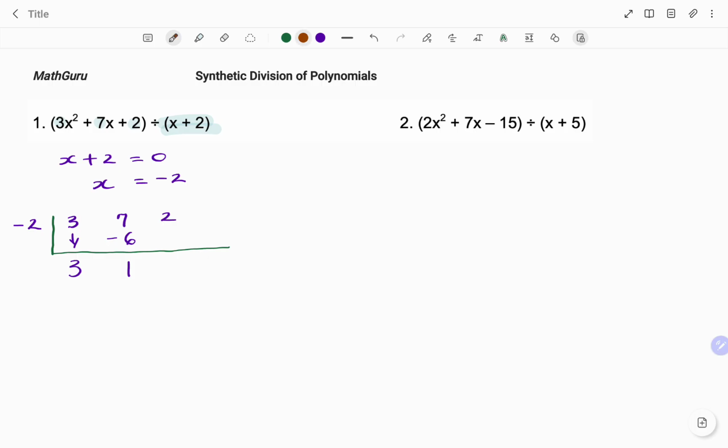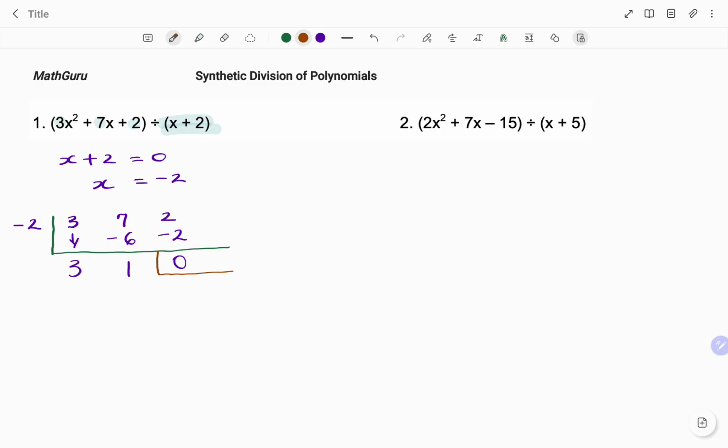Then I go back to the beginning. I multiply again negative 2 by 1. That will give me negative 2, and I'm going to write it under the next column. So I have this as negative 2. The next step is to add my column. So I have 2 plus negative 2, which will give me a 0. So what this means is I don't have a remainder if I divide 3x squared plus 7x plus 2 by the factor x plus 2.